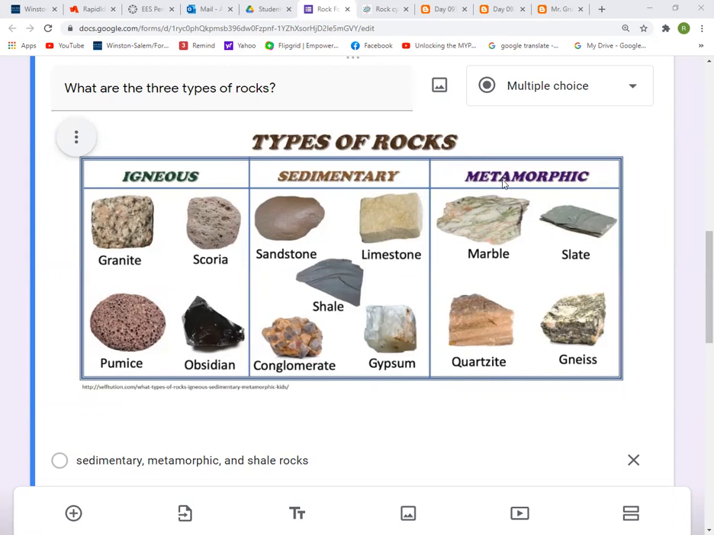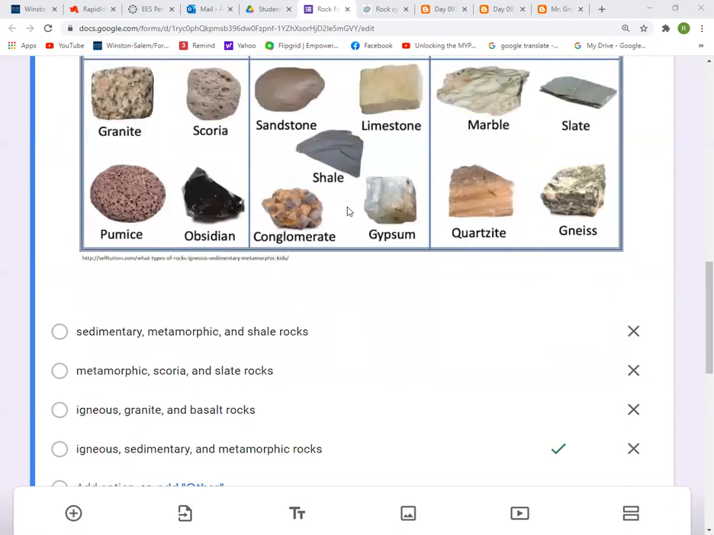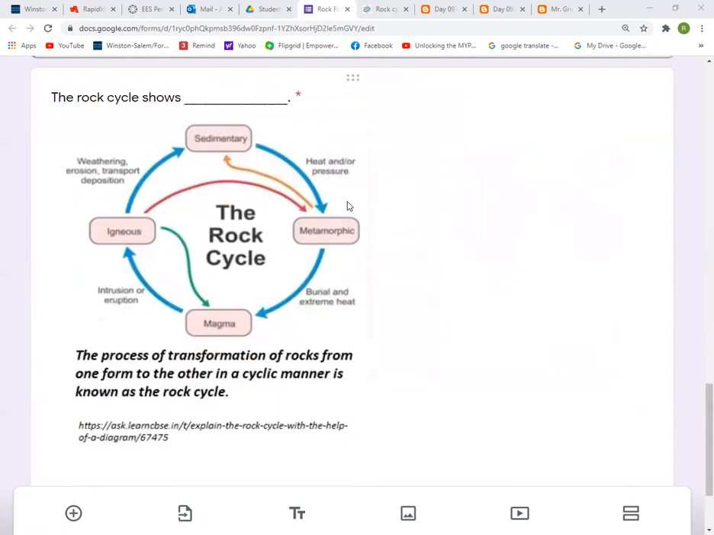The last type of rock are the metamorphic rocks. Examples of metamorphic rocks are marble, slate, quartzite, and gneiss. So these are the three types of rocks: igneous, sedimentary, and metamorphic. How are these rocks formed? So in order for us to learn how these rocks are formed, let us go to the rock cycle.